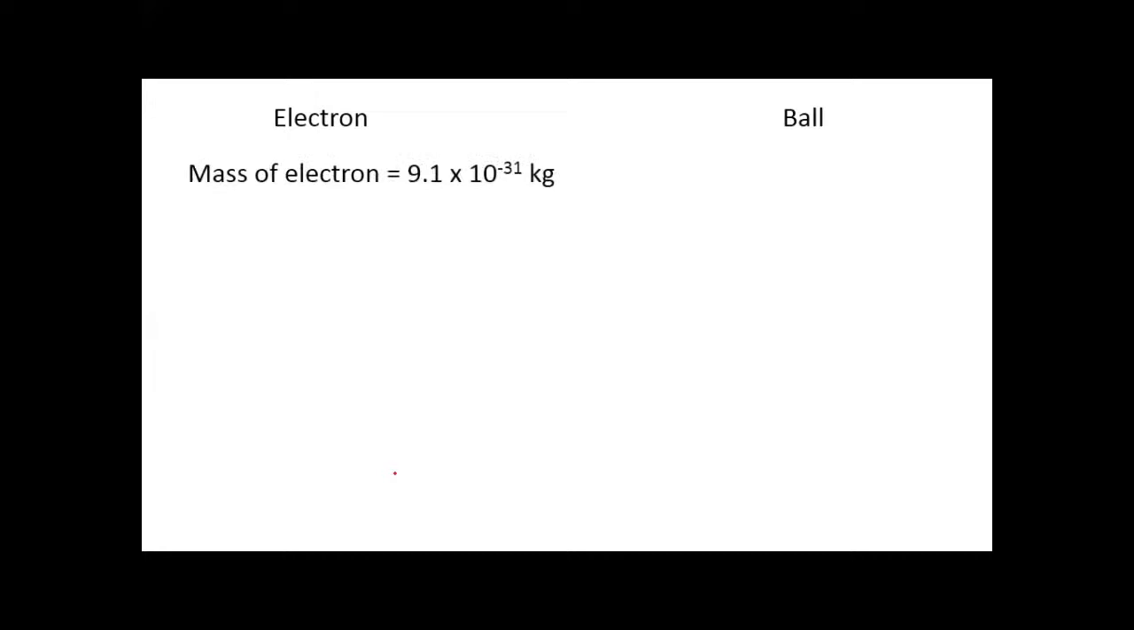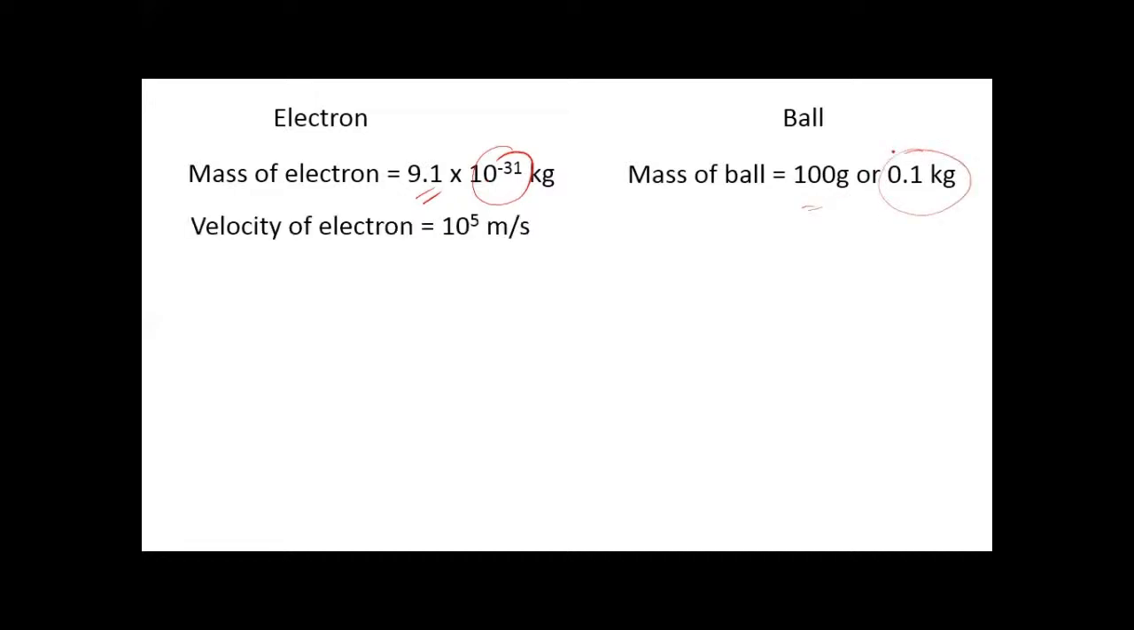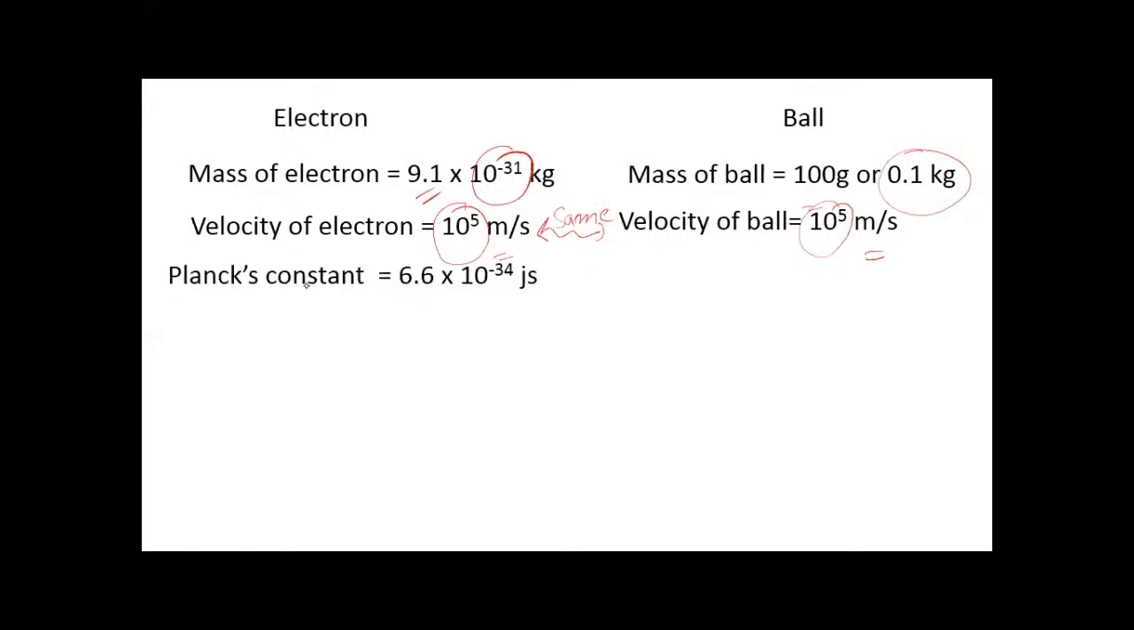We know the mass of the electron is 9.1 × 10^-31 kg. The mass of the ball is 100 gram, that is 0.1 kg. We consider the velocity of the electron to be 10^5 meter per second, and we also consider the velocity of the ball to be 10^5 meter per second. It means the velocity of the electron and ball are both the same. The value of Planck's constant is 6.6 × 10^-34 joule second.